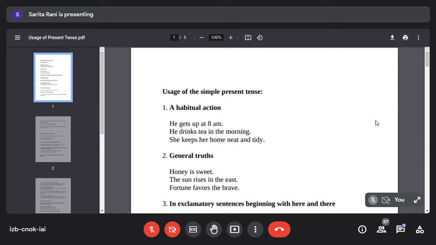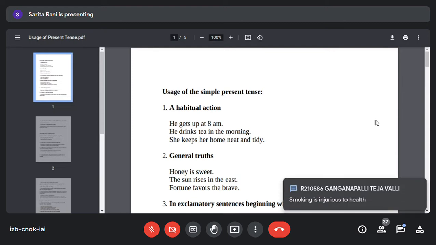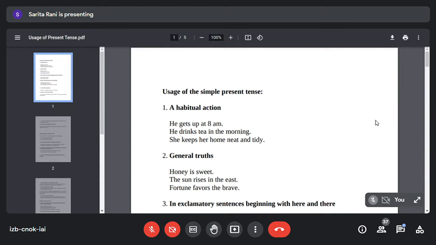Very good. Karthik and Sainad. Karthik, Sainad, and who else has written? Earth revolves. Very good. Harish Nayak. Milk is white is written by Pujesh. Sun rises, Manoj. Very good. Very good, students. And just let me look at the chat box of the other class.